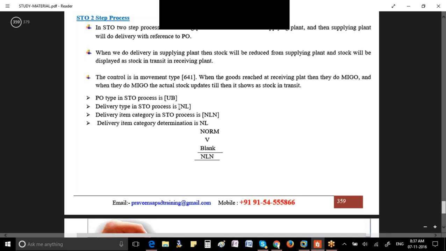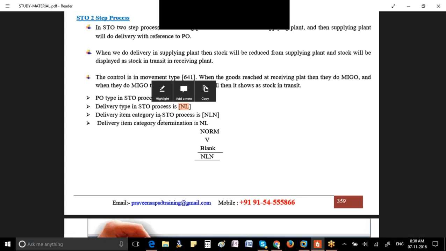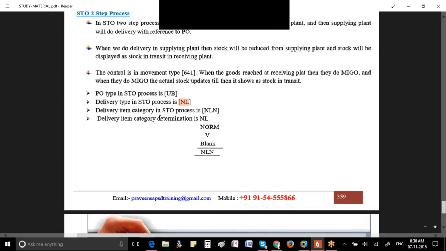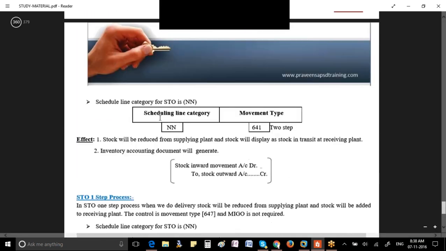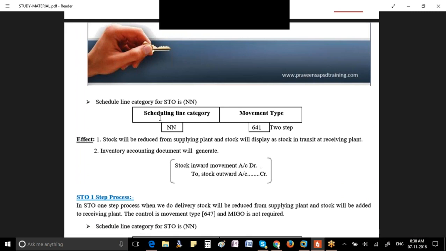And delivery type for STO is NL, and delivery item category for STO is NLN. Delivery item category determination happens like this: NL, normal item category, with usage V, blank, gives NLN. So that's the STO process. The controls of the STO process: schedule line NN, which has movement type 641 or 647. So 641 two-step is standard always, and the accounting entry document is stock inward movement debit, stock outward movement credit.